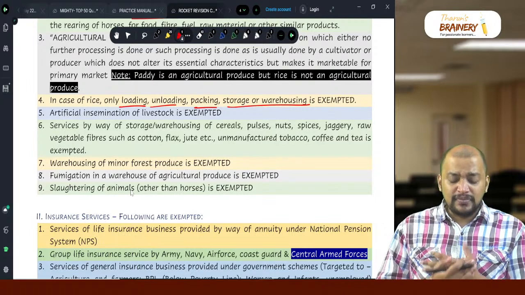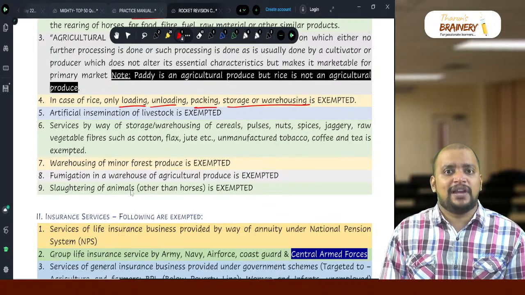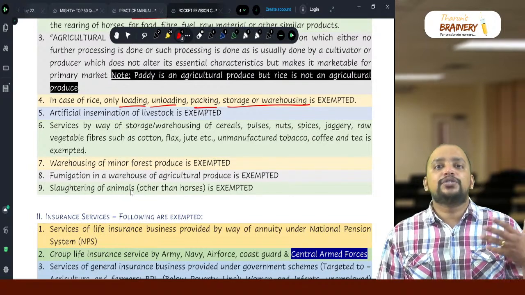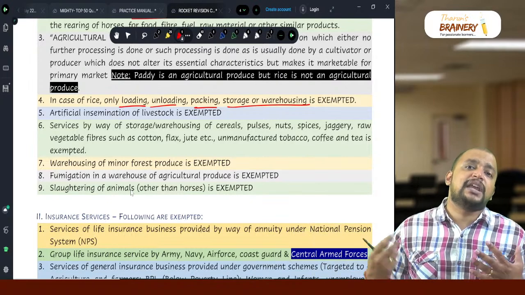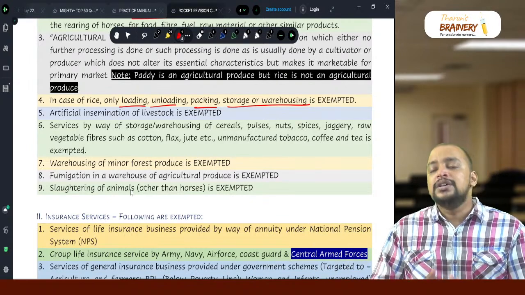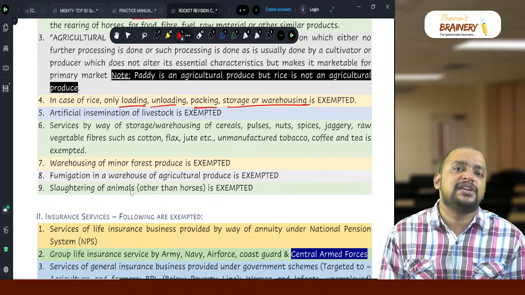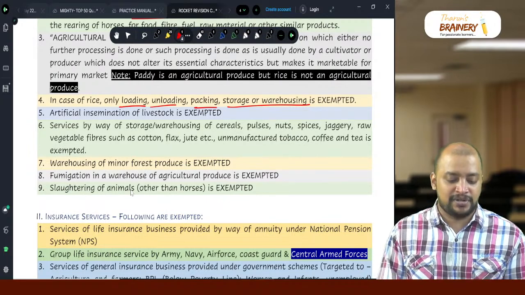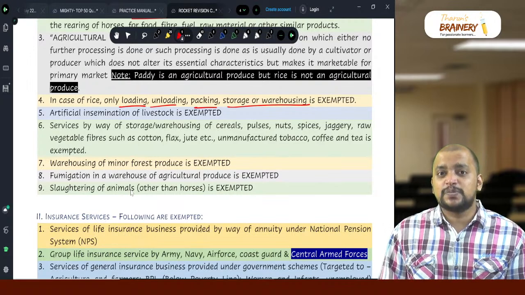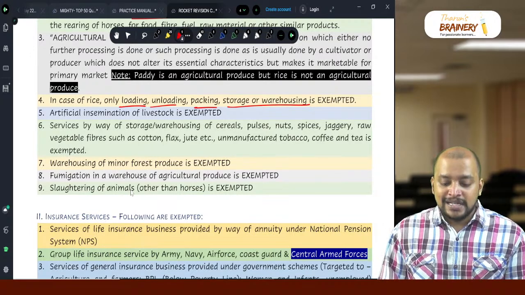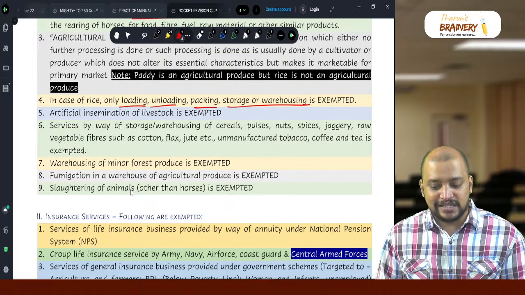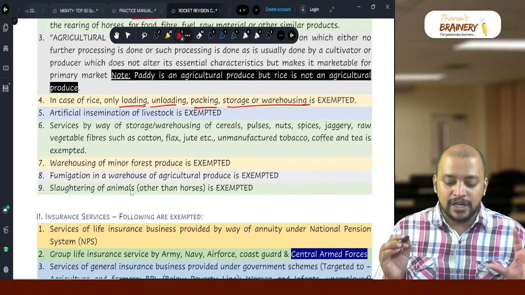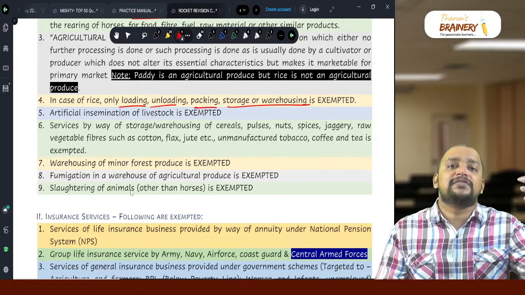Then artificial insemination of livestock. Artificial insemination of livestock means what? Through an artificial process they will be giving injections to the livestock. So that is known as artificial insemination of livestock. That artificial insemination of the livestock is exempted. Okay. Then service by way of storage or warehousing of cereals, pulses, nuts, spices, jaggery, raw vegetable fibers such as cotton, flax, jute. So now these are all the goods. Its storage or warehousing is exempted.